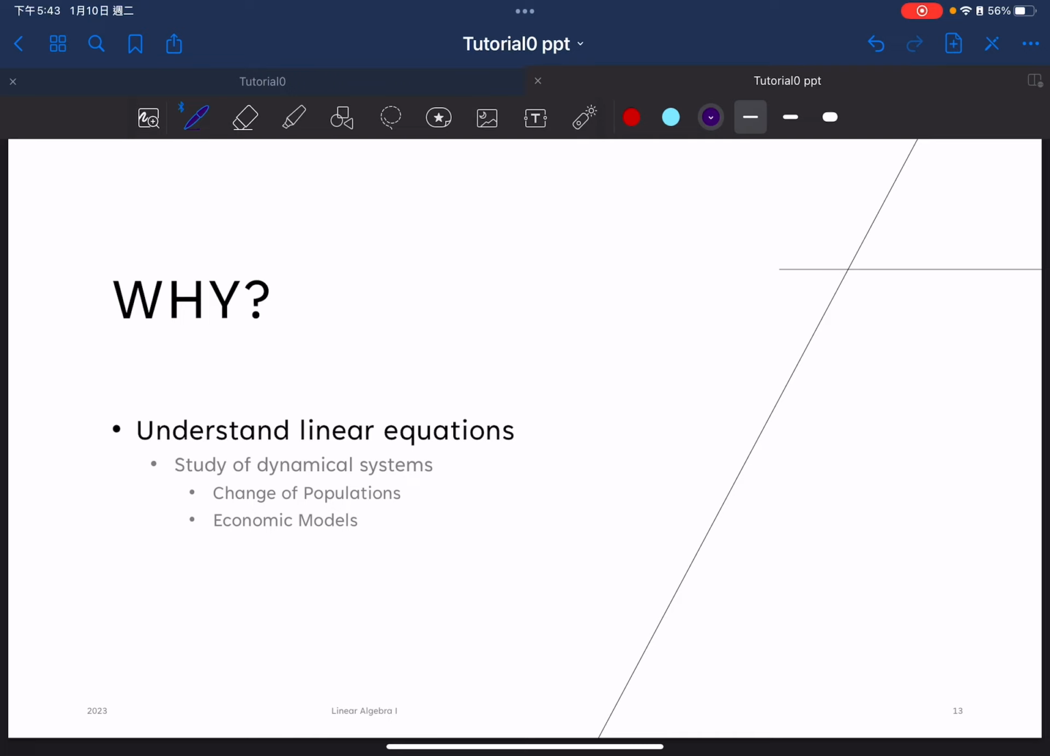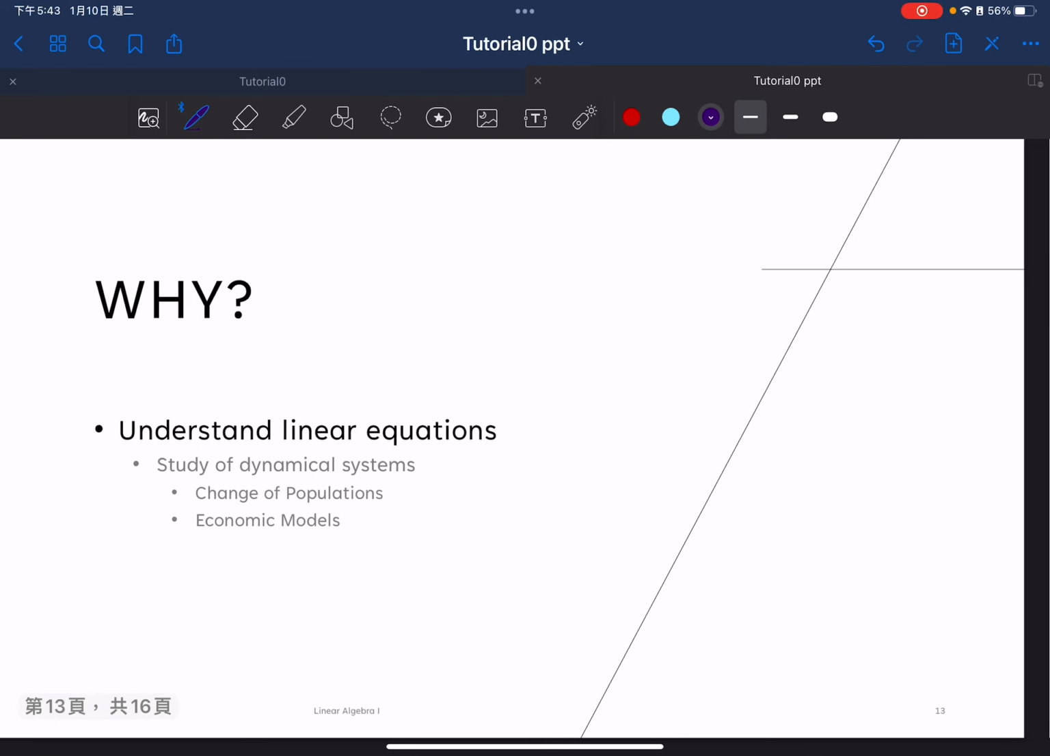For example, it leads you to the study of dynamical systems. So what are dynamical systems? For example, a change of populations, say prey and predators. Okay, or economic models. Those can be modeled by dynamical systems. By the way, there is a course on dynamical systems which is taught inside McGill, so you can even take it. Okay.